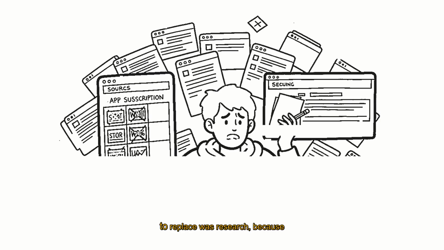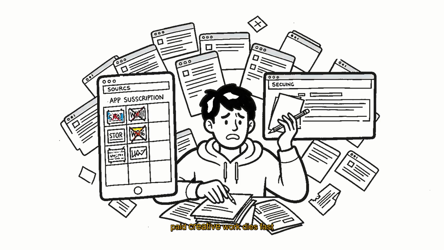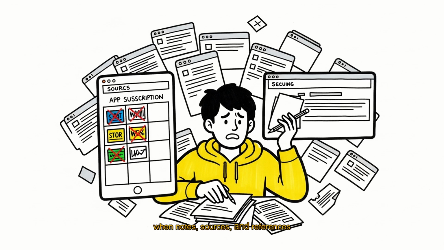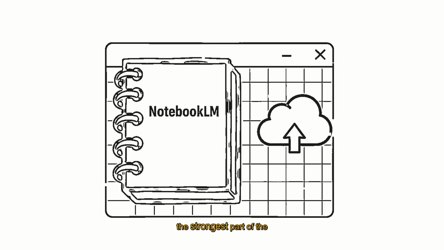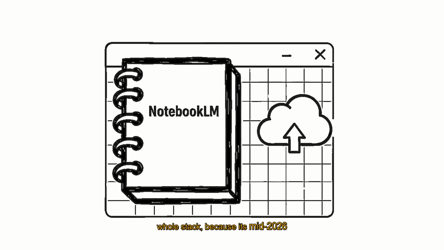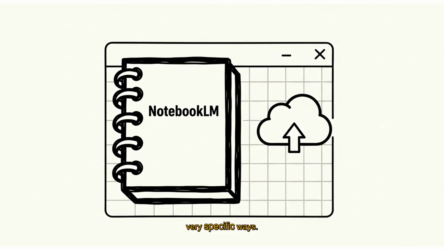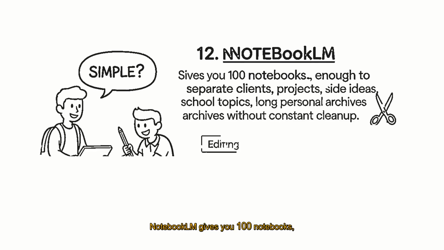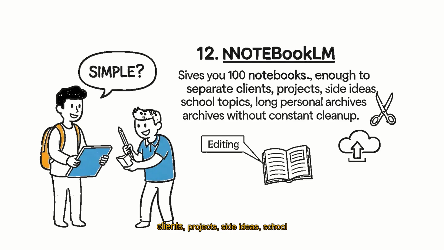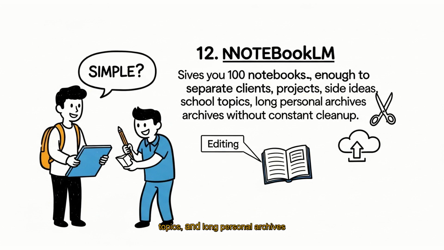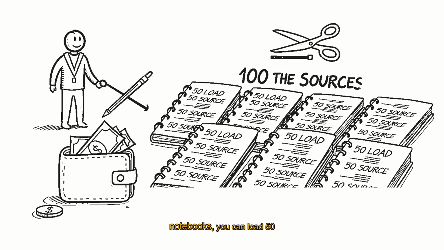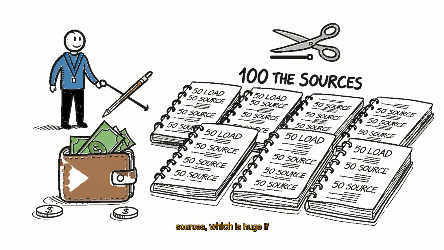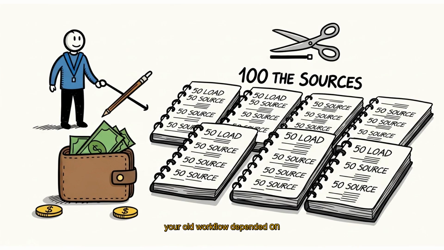The first job I had to replace was research, because paid creative work dies fast when notes, sources, and references are scattered across tabs. That is where NotebookLM became the strongest part of the whole stack, because its mid-2026 standard plan is generous in very specific ways. NotebookLM gives you 100 notebooks, which is enough to separate clients, projects, side ideas, school topics, and long personal archives without constant cleanup. Inside each of those 100 notebooks, you can load 50 sources, which is huge if your old workflow depended on PDFs, notes, transcripts, and copied research.